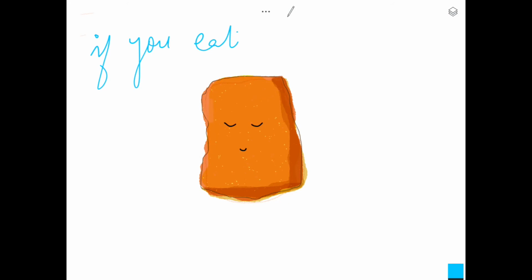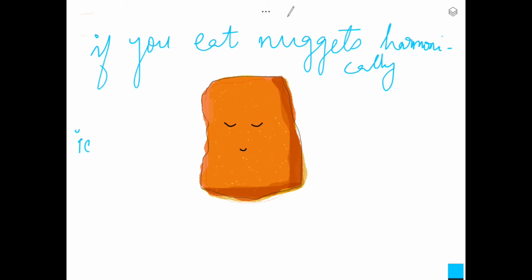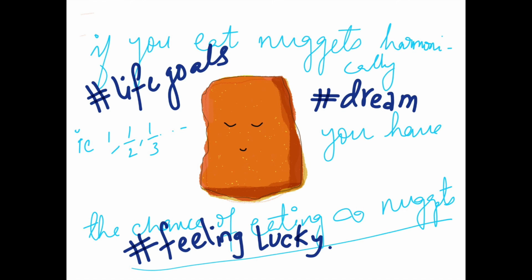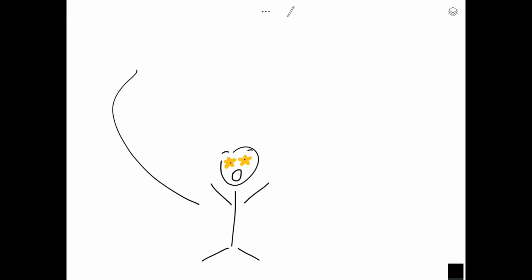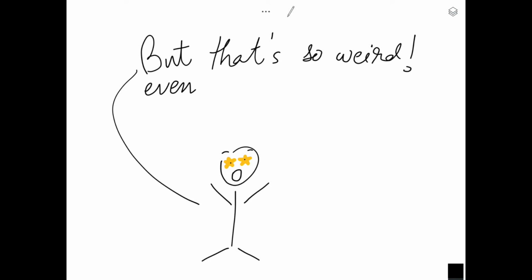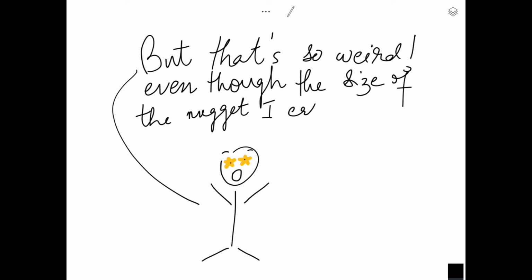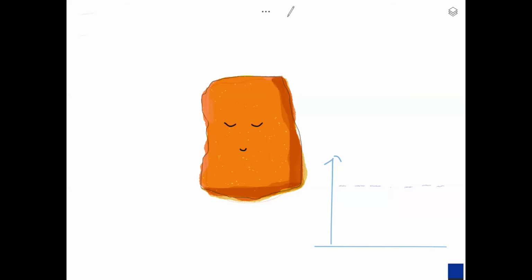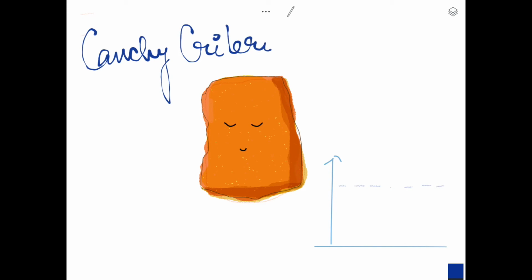But the more important implication here is that if you eat nuggets harmonically, i.e., one in the first bite, half in the second bite, and so on, you have the chance of eating infinitely many nuggets. And guess what? You can say that you're health conscious as well because you're having lesser and lesser each time. But that's so weird because even though the size of nugget that I'm eating decreases, yet I eat infinitely many nuggets? How weird is that? To understand how this happens, you need to know about this really cool guy called Auguste Louis Cauchy.